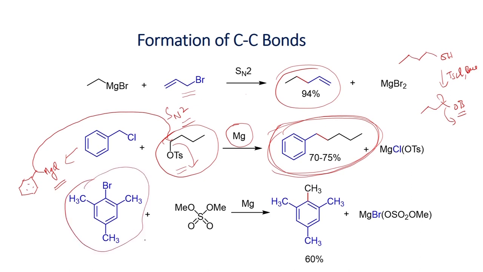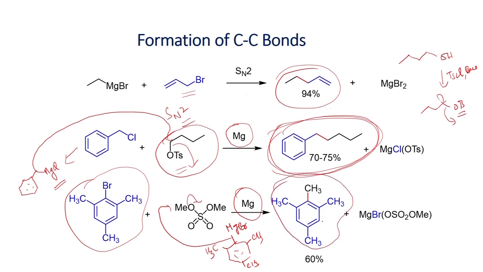The next example involves the reaction of this trimethyl bromobenzene with dimethyl sulfate in the presence of magnesium. Here also, first this trimethyl bromobenzene undergoes reaction with magnesium to give the corresponding trimethyl phenyl magnesium bromide. Once you generate that one, this can undergo substitution reaction. This is a very good leaving group. And in this way, you can make this substituted benzene, and introduce an alkyl group on the aromatic ring. So, these are some of the examples for the substitution reactions.